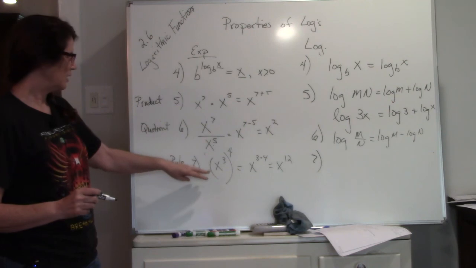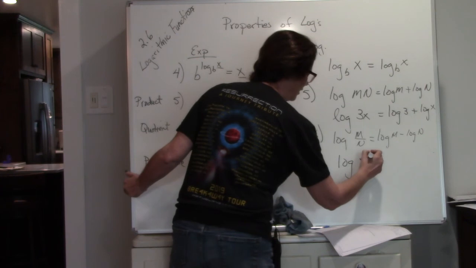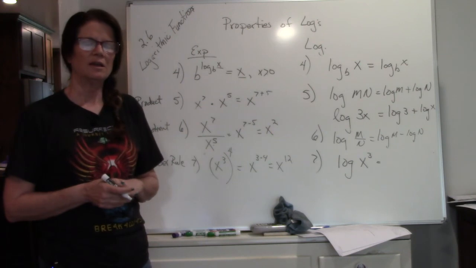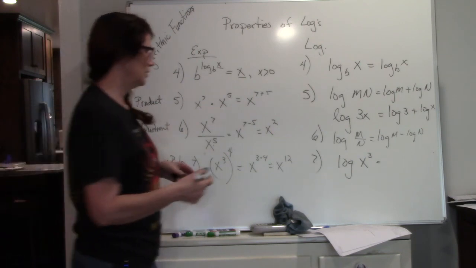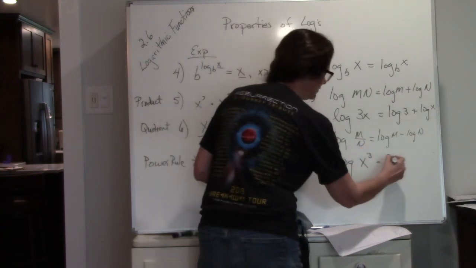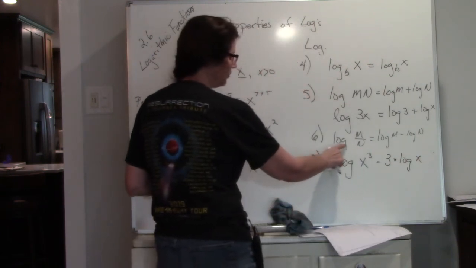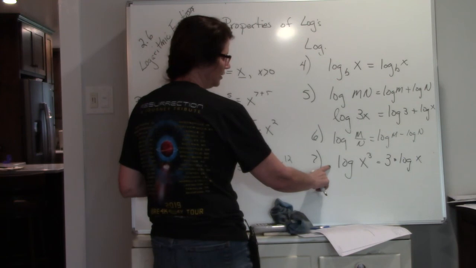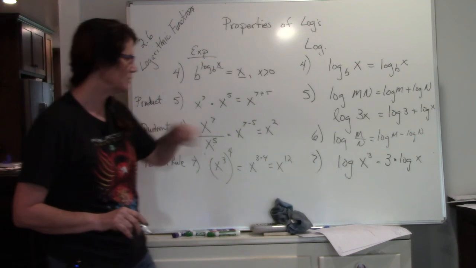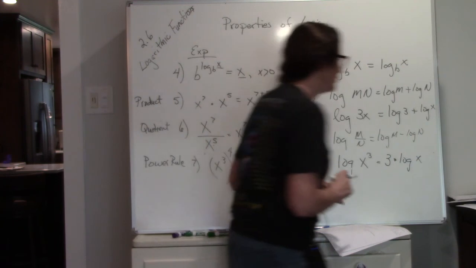A log is just an exponent. So if I have log of x raised to the third power, I'm going to multiply the two. What I tell my students is I take this exponent and I drop it to the front and multiply. So all I did is I took this exponent and I dropped it to the front of the log and then multiplied, which is exactly what I did here. I multiplied the two exponents. This is an exponent on an exponent, so you multiply the exponents.